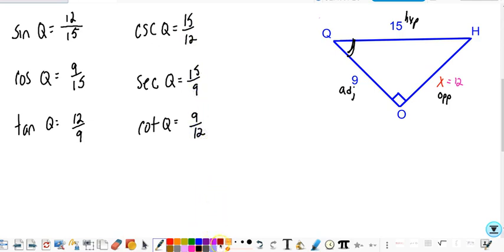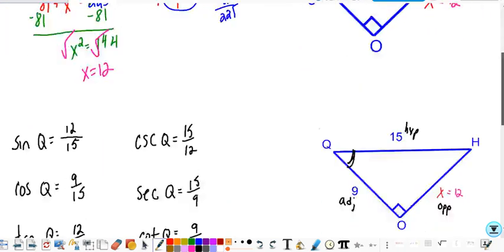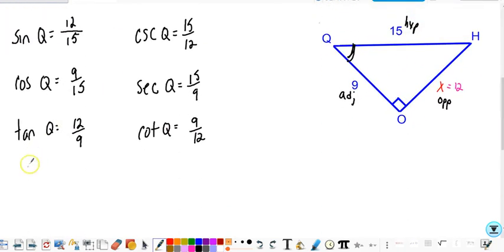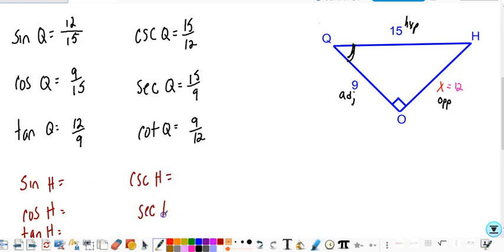And now let's repeat that for angle H. Did it say H? Q and H. Okay, now we have to repeat that for H. Sine of H, cosine of H, tangent of H, cosecant of H, secant of H, and cotangent of H.